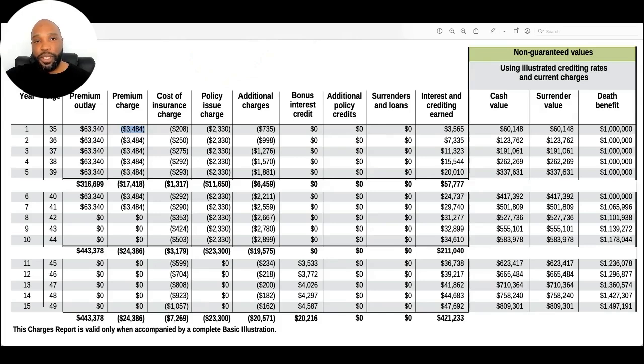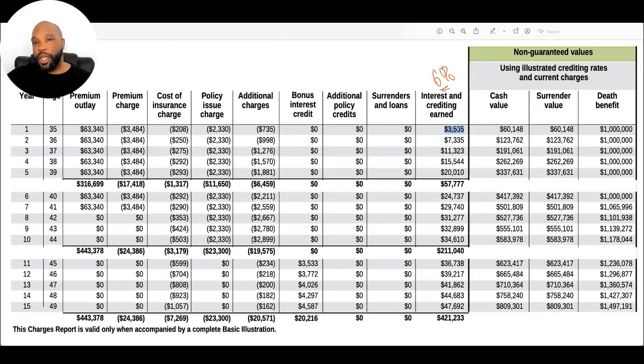The second one is going to be your cost of insurance, and we can see that's $208. And that's for the year. These aren't monthly charges. Remember, these are yearly charges. Your policy issue charge, $2,330 for the year. Additional charges, so these would be like any riders within the policy, $735 here. Okay, so that's what's being deducted, and then this is what's being credited based on a 6% return on your cash value.